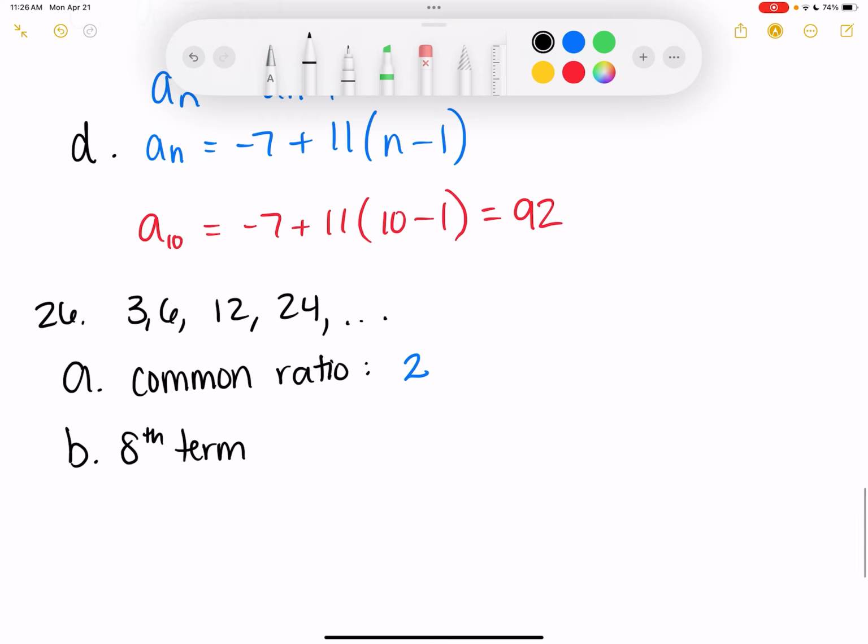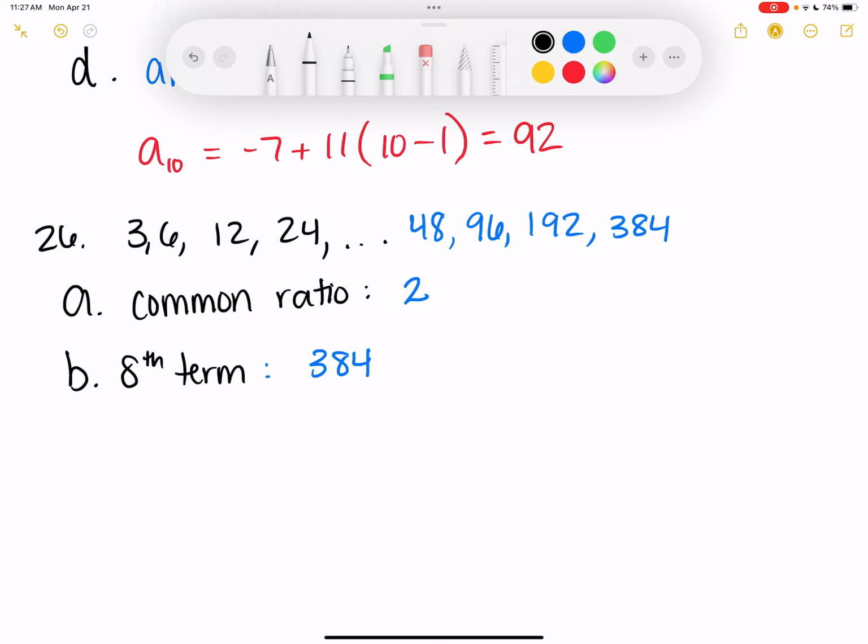They want the 8th term. So if I continue multiplying by 2, that would be 48, by 2 is 96. Oh, goodness. What is that, 192? Somebody's going to have to multiply that one for me. Thank you. I didn't feel like doing that in my head. So 384 would be the 8th term. Part C, they want the recursive rule.